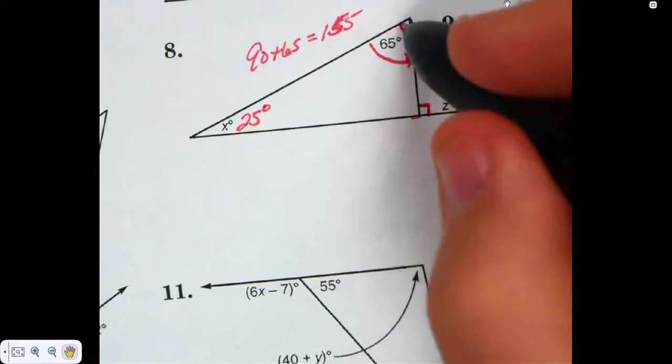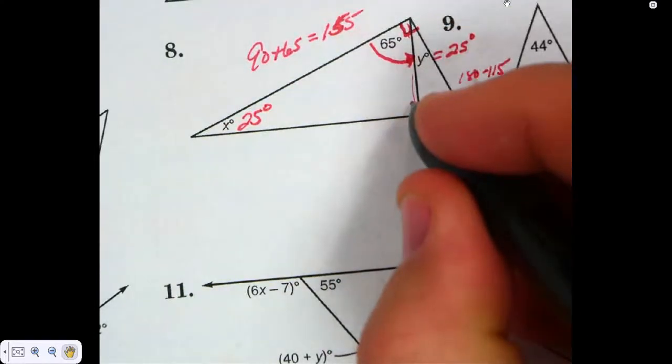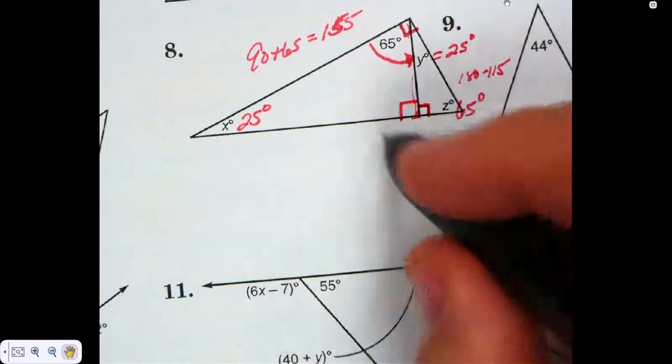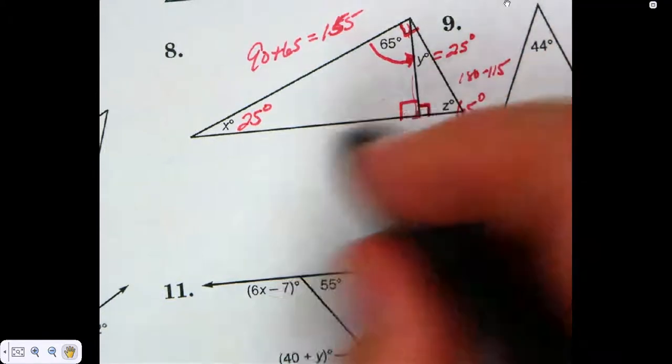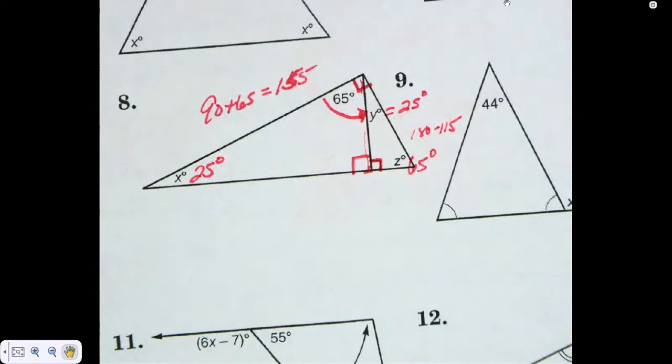And if you'll notice, you could have used the smaller triangle here too, couldn't you? Because if that's 90, and they have to add to 180, so 65, 90, and guess what that has to be? 25. Works either way, doesn't it? So you can see how they're combining a bunch of triangles to try to confuse you a little bit. But if you look at one triangle at a time, you'll be okay.